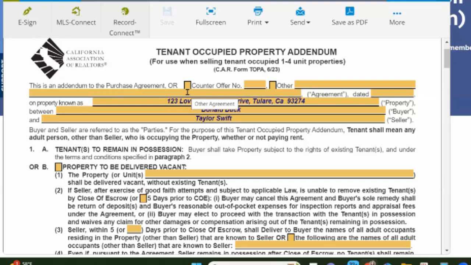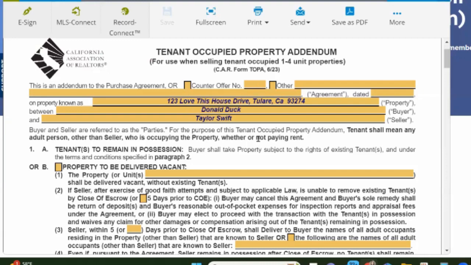Okay, so I'm going to switch hats here. We're going to now talk about the Tenant Occupied Property Addendum. So this would be when there's a tenant in the house or in the property. And sometimes when there's a tenant, we want the tenant to stay. Sometimes there's a tenant and we don't want them to stay. Maybe there's multiple tenants and we want 3 of the tenants to stay, but we want 1 of the tenants to leave, because we want to move in there or for whatever scenario.